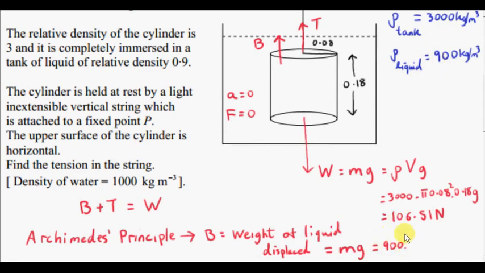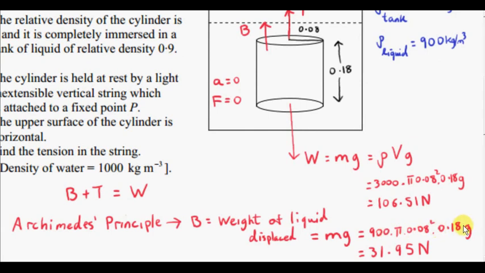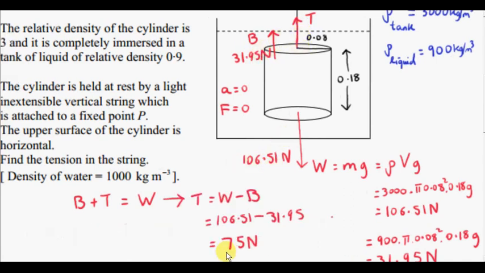What's the volume of liquid displaced? Well, that's just the volume of this cylinder, and we actually calculated that in here. So we just copy that, and we have to multiply this by g. If you work this all out to 2 decimal places, you get 31.95 newtons. Okay, so if we go back to our diagram, we have a force of 106.51 newtons acting vertically down. We have a force of 31.95 newtons vertically up, and we have to find out what t is. So obviously if we add the magnitudes of these two vectors, we must get 106.51. We get an answer that's very close to 75 newtons.